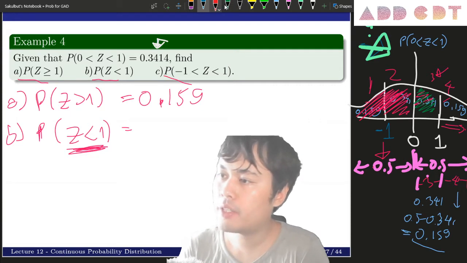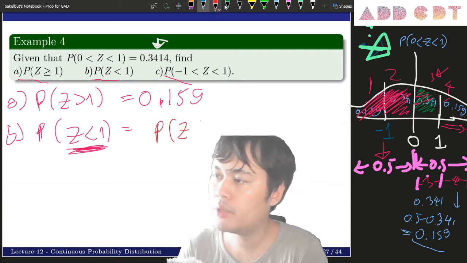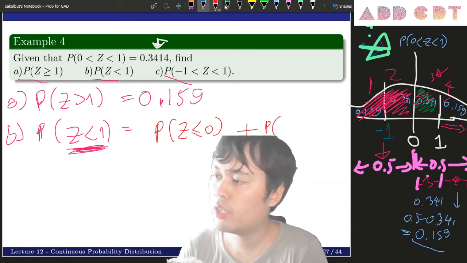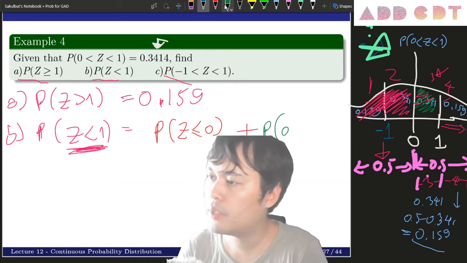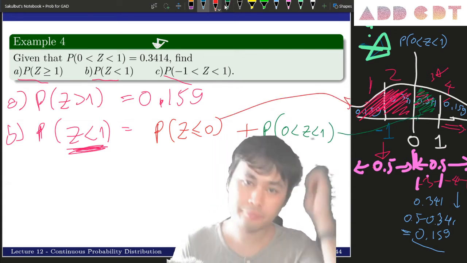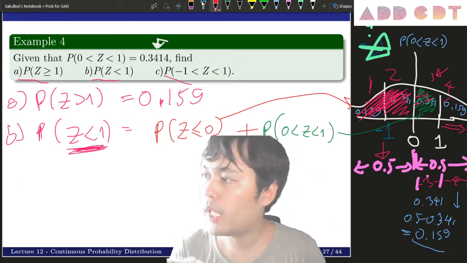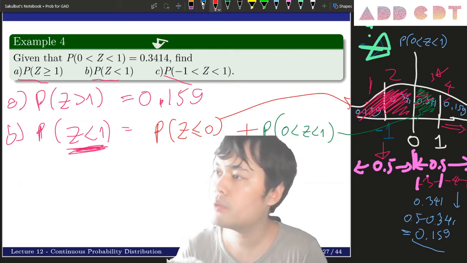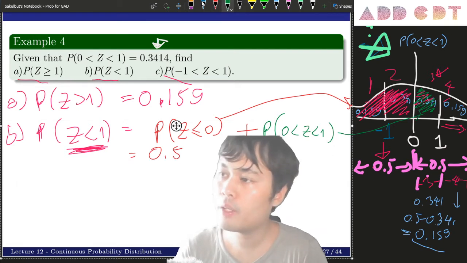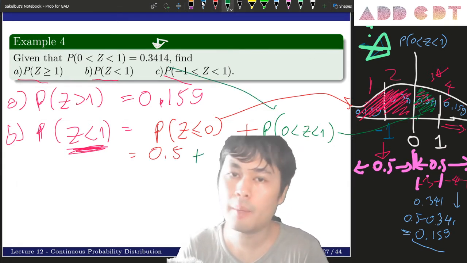So that area consists of the areas to the left of 0 plus the area between 0 and 1. Let me use a green between 0 and 1. And that's the area 3. That's the area 2. And since we know that the left side, these two, is already 0.5, right, that's given. And this is also given up here.